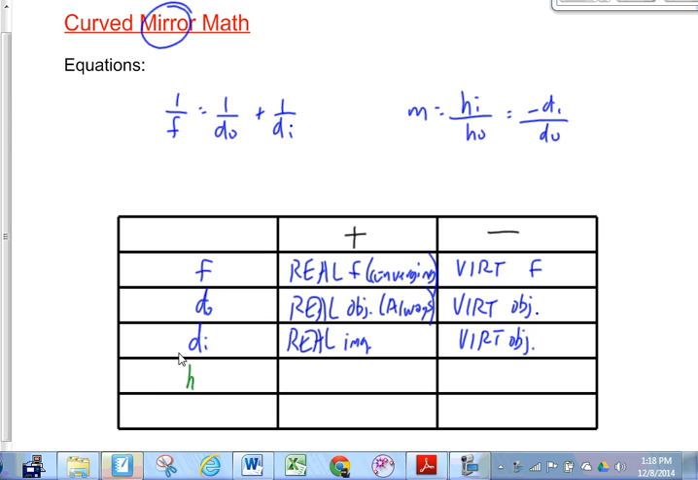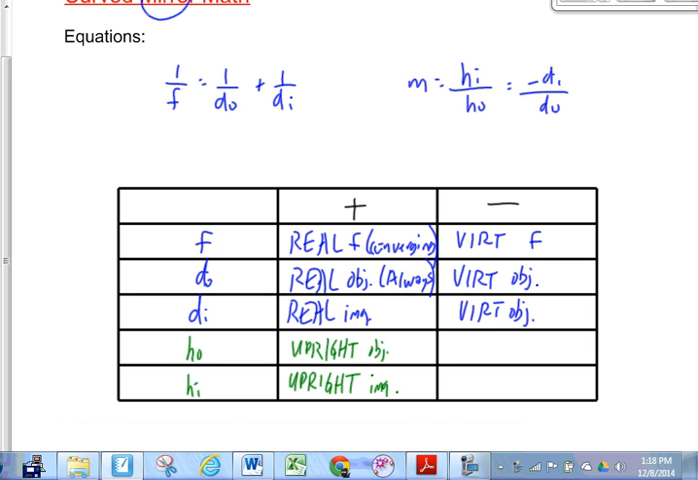HO and HI, just like for lenses, are positive or negative based on whether they're upright or inverted. HO is positive if it's an upright object, and HI is positive if it's an upright image. They're both negative if they're inverted. Again, exactly the same thing as we have with curved lenses. Finally, magnification, the last sentence will be exactly the same again.